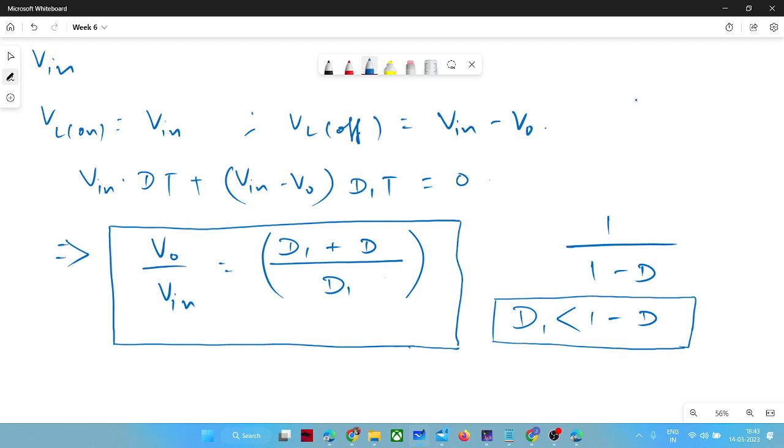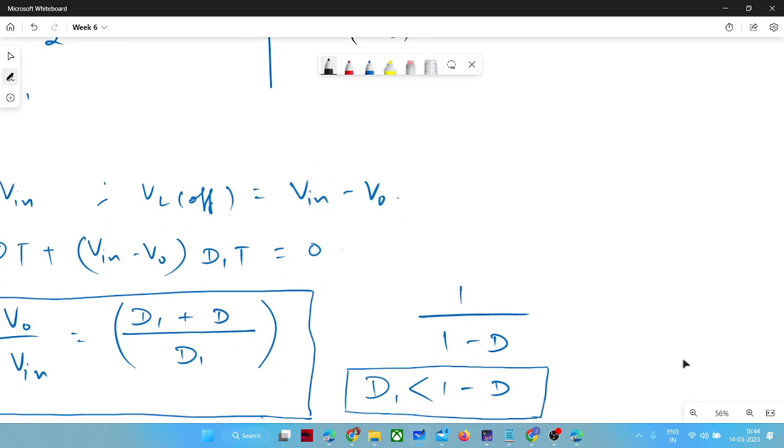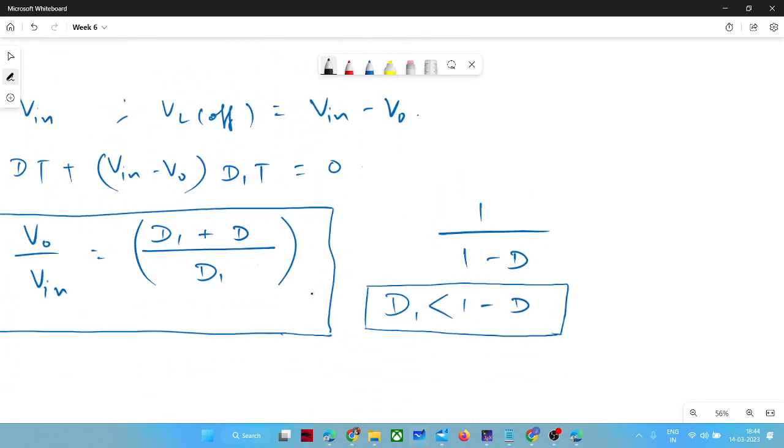Okay, so D1, you observe it here from the curve. This D1T is less than that 1 minus DT, right? This 1 minus DT is this. So D1T is less than 1 minus D into T. So that's what I am trying to convey. So as you 1 plus D by D1.